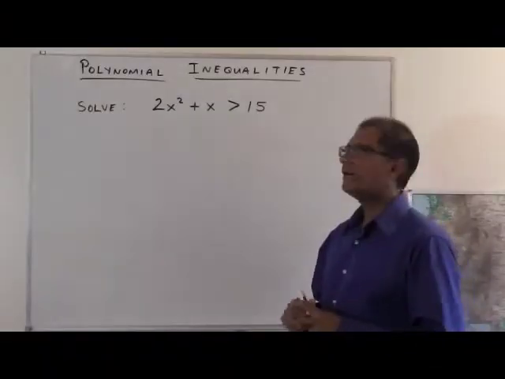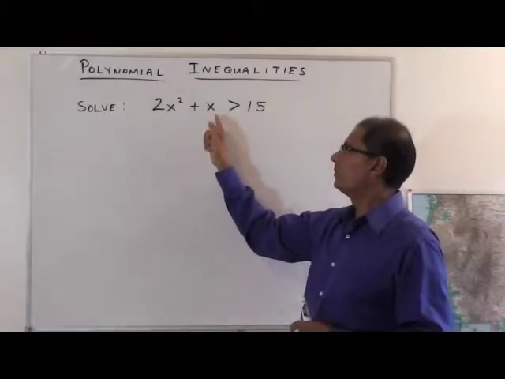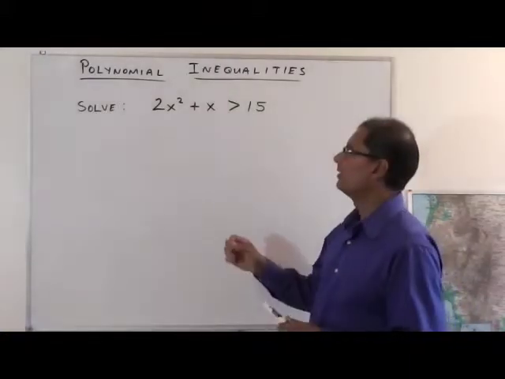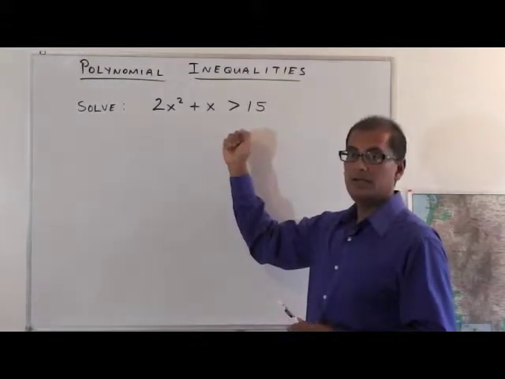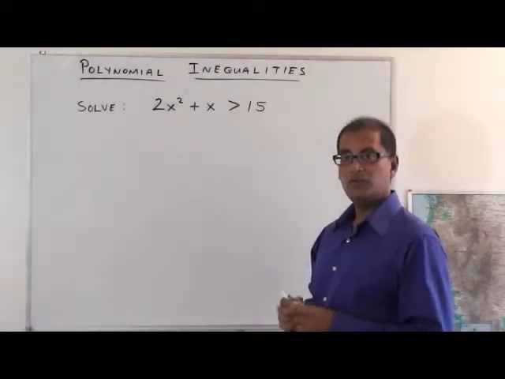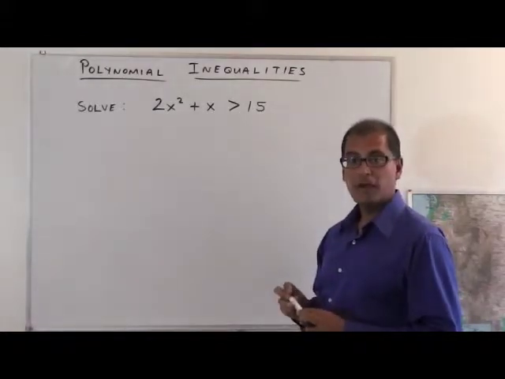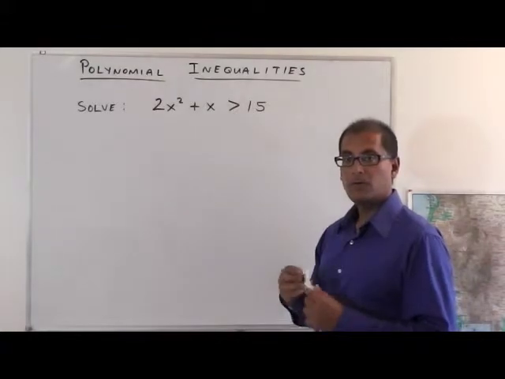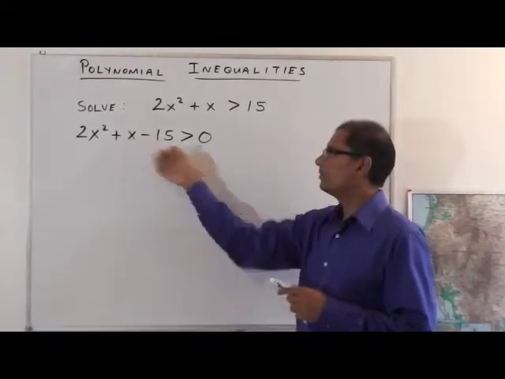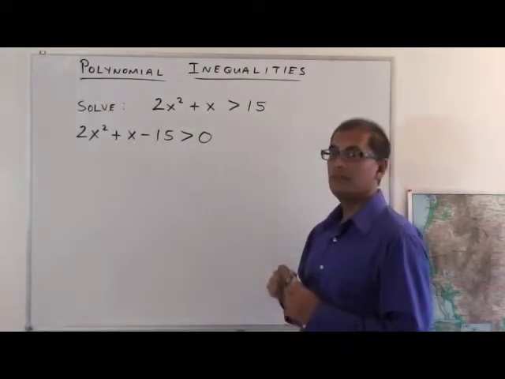So here we have a polynomial inequality, and the inequality is 2x squared plus x greater than 15. So we want to find the values of x that satisfy this inequality. The first thing you want to do is, you might recognize this is actually in quadratic form, and so in quadratic form we put everything to one side. So we'll have 2x squared plus x minus 15 is greater than 0, so we subtracted 15 from both sides.